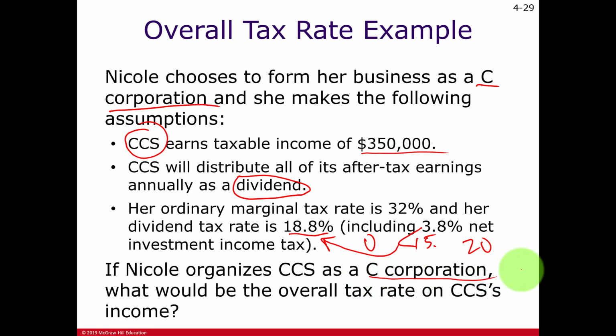If Nicole organizes CCS as a C-type corporation, and that's the default. If you form a corporation, automatically it's a C-type. If you want to be an S-type corporation, then you've got to file an election with the IRS using that form I think I showed you back in the first video for this chapter. The question here is, what's the overall tax rate? In other words, what's the total tax the corporation pays plus Nicole and her husband pays divided by their total income?